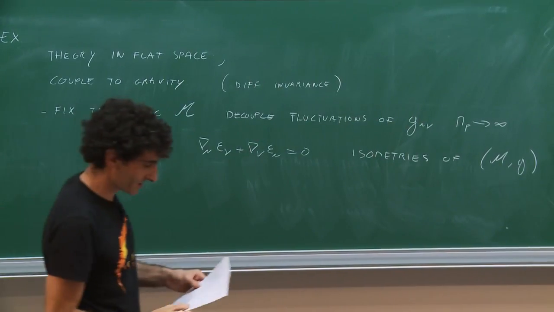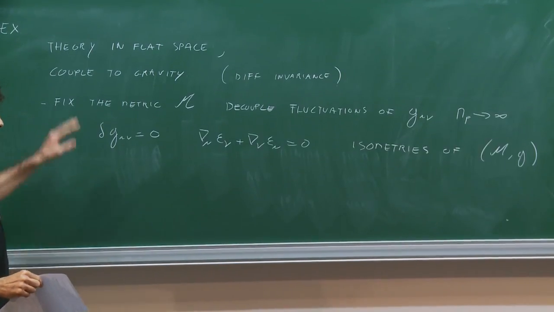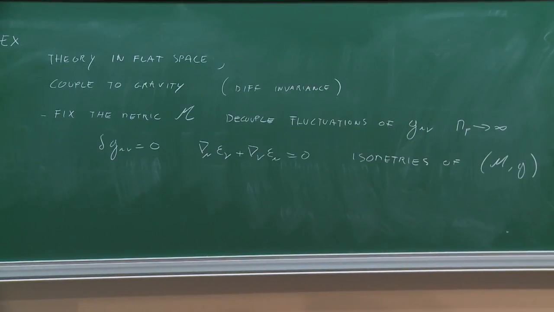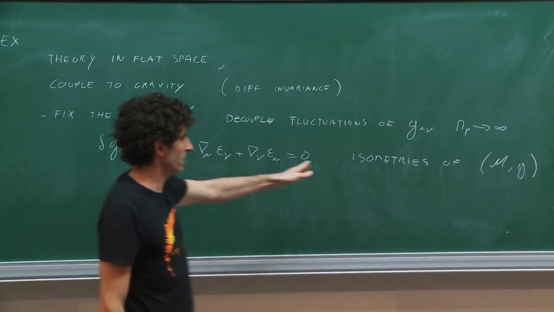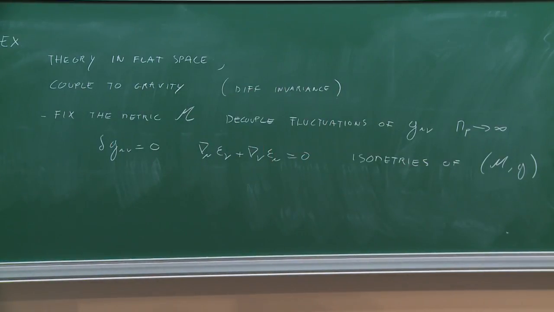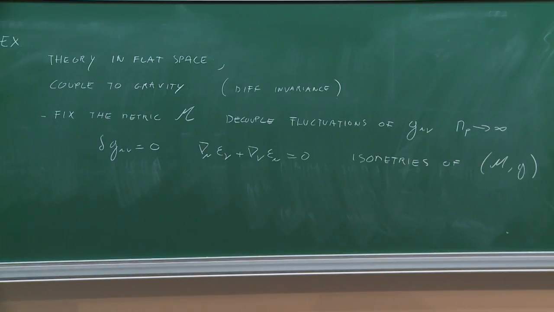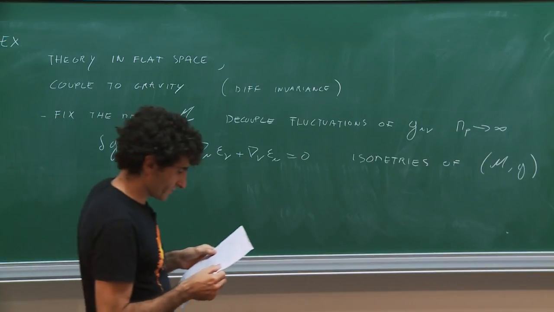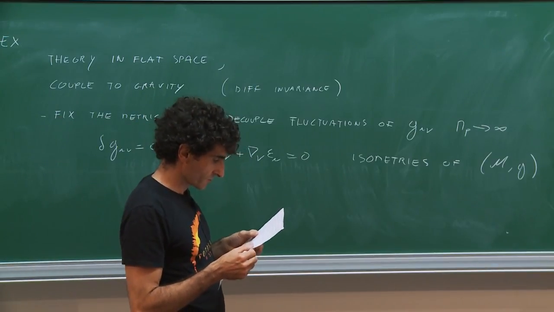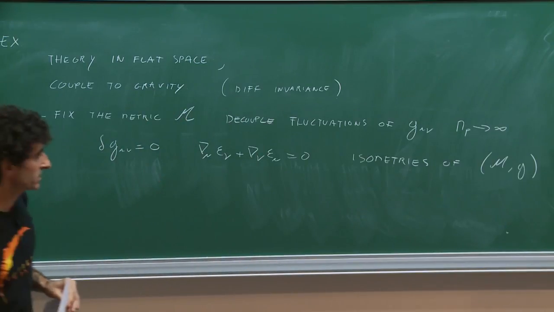Okay, so this is a somewhat trivial example. You don't need to go through this series of steps in order to figure out that if you have a theory and you put it on some manifold with some isometry, then it will have a symmetry corresponding to that isometry. But it's a way which explains what we want to do in the more complicated supersymmetric setting. Any questions? No. Good.